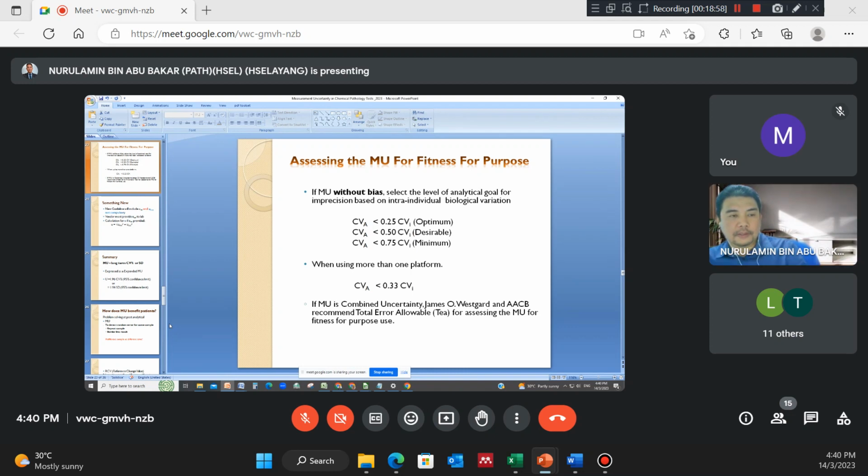I hope. But still, for us in the medical lab, the concept of 0.25 CVI to represent optimum, 0.5 to represent desirable, 0.75 to represent minimum, that is still what we hold at this moment. And in fact, this concept has been introduced by WestGov with some of the statistical justification. Sebab saya tak nak kita tak nak misdirection, kita bercakap berkenaan MU.